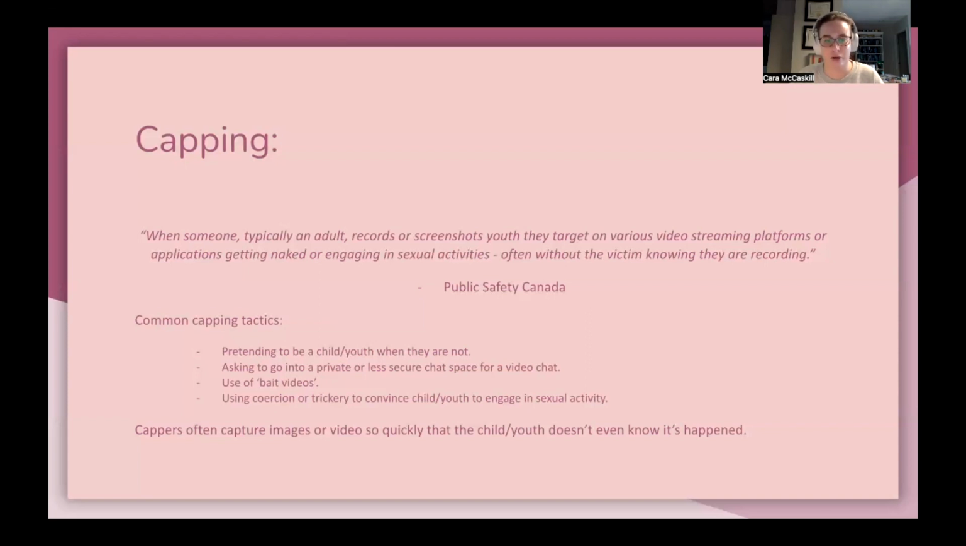And they'll also use coercion or trickery to convince the child or youth to engage in sexual activity, either through those bait videos or through pretending to be a child or youth or through other avenues of coercion.